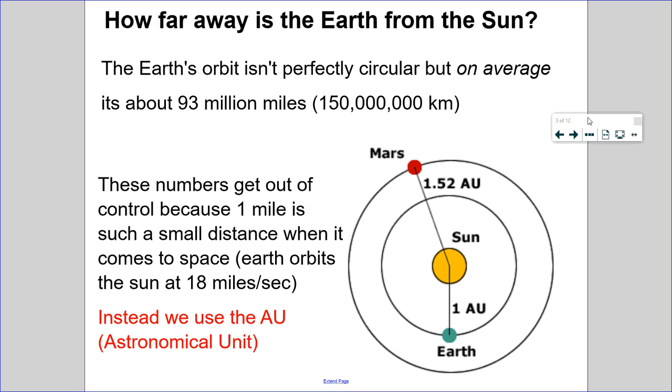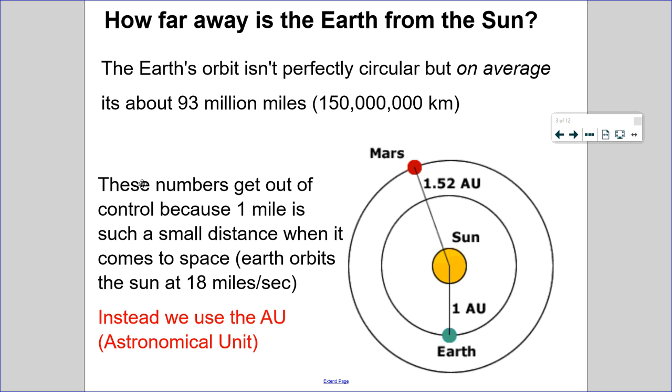So let's talk about how far away the Earth is from the Sun to begin with. The Earth's orbit isn't perfectly circular, but on average, it's about 93 million miles away. It's about this far, 93 million miles, and Mars is about one and a half that distance, so probably close to 200 million kilometers away.